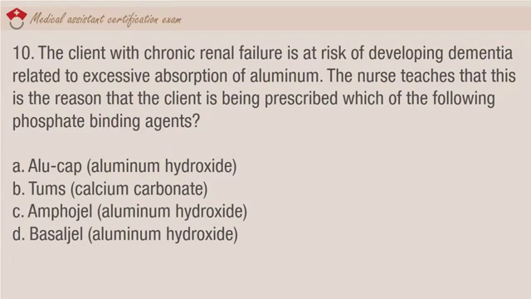Question 10. The client with chronic renal failure is at risk of developing dementia related to excessive absorption of aluminium. The nurse teaches that this is the reason that the client is being prescribed which of the following phosphate binding agents? A. Alucap, aluminium hydroxide. B. Tums, calcium carbonate. C. Amphogel, aluminium hydroxide. D. Basalgel, aluminium hydroxide.